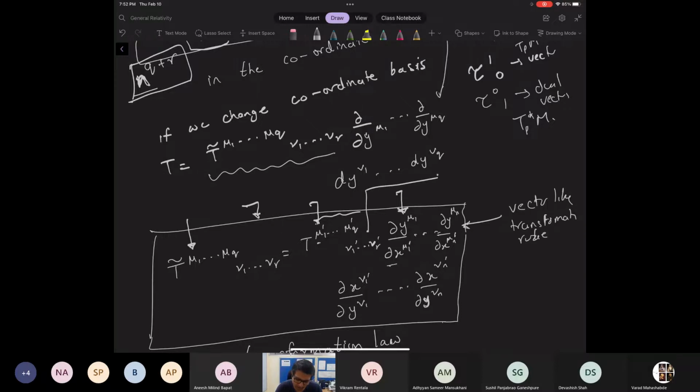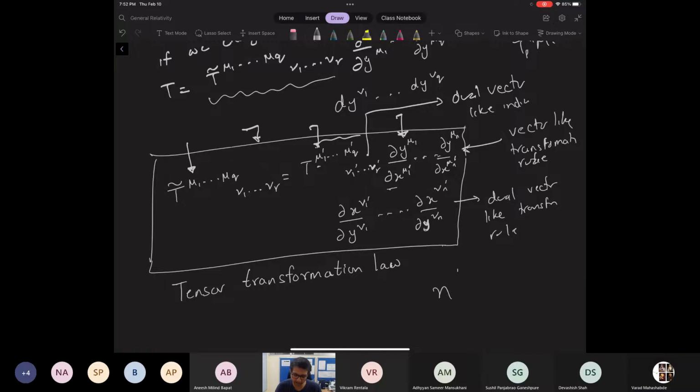And all the dual vector-like indices will have the dual vector-like transformation rule. But really you have to imagine that this is a transformation rule in an n raised to q plus r dimensional vector space. So it's a linear transformation, but it's a linear transformation in a gigantic vector space. So this is the tensor transformation law.